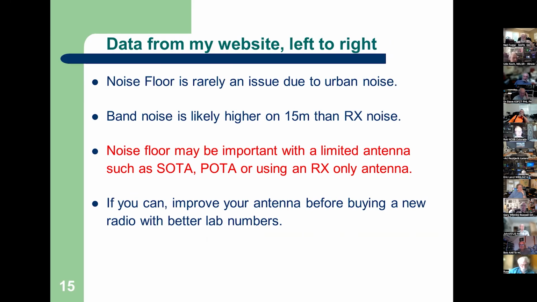But if you can, at your home station, improve your antenna before buying a new radio with better lab numbers. I mean, if you've got an HOA and you've done all you can do, that's what it is. But there's nothing more important than your antenna. And I feel that directivity rejection is more important than gain. Gain's good, let's say 6 dB, but your directivity of a Yagi might be 20 dB off the side and part of the back. So that really reduces QRM.